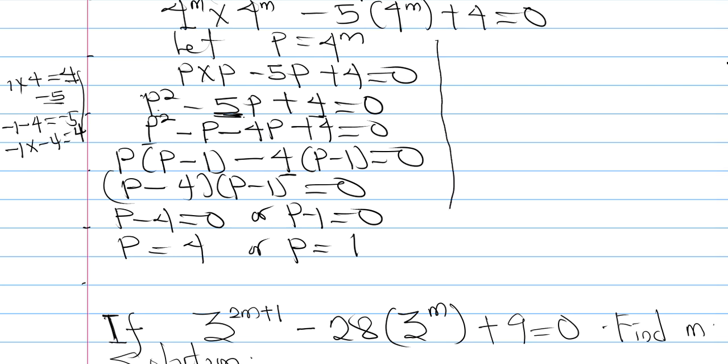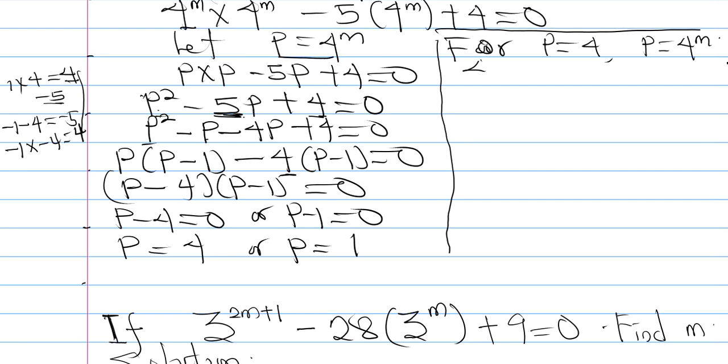Now the next thing we are going to do, for p equal to 4. Don't forget that our p was 4 raised by m here, right? Now that's it. I can say 4 raised by 1 equal to 4 raised by m. According to the law of indices, this one we cancel here. We have 1 is equal to m. That is, my m is equal to 1.